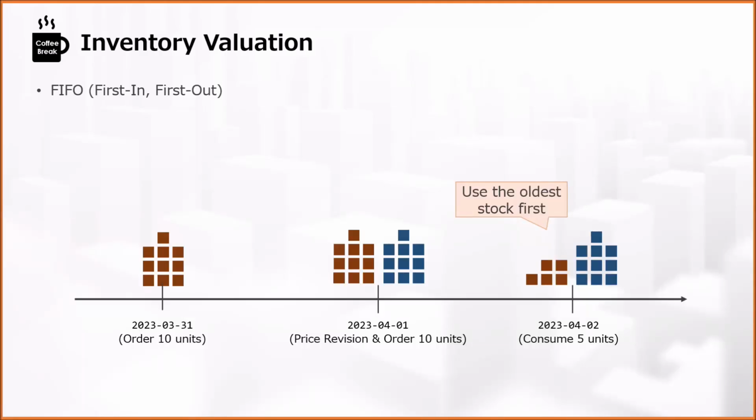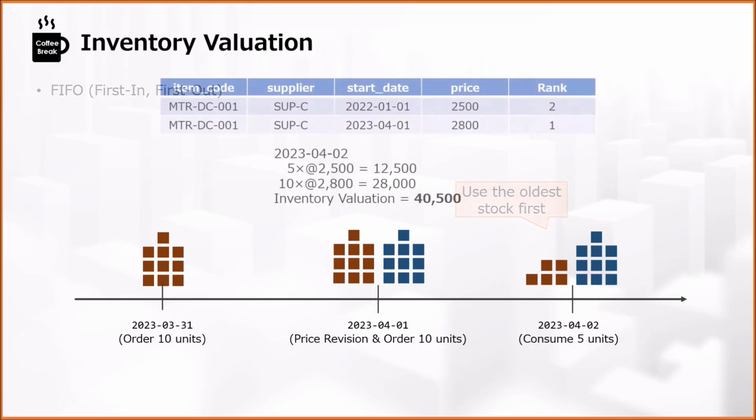Now, let's talk about the inventory valuation. What we discussed so far was regarding ordering. In actual logistics operations, we often adopt FIFO, using the older items first. Let's assume we ordered 10 units on March 31st, ordered an additional 10 units on April 1st, and consumed 5 units on April 2nd. This means as of April 2nd, we have 15 units in stock. In the case of the FIFO method, the inventory valuation amount as of April 2nd is calculated as shown here.